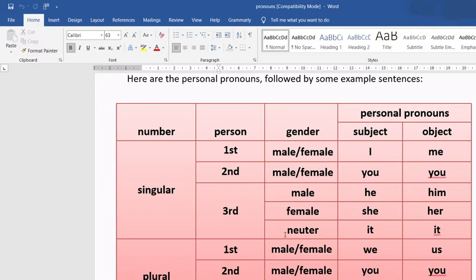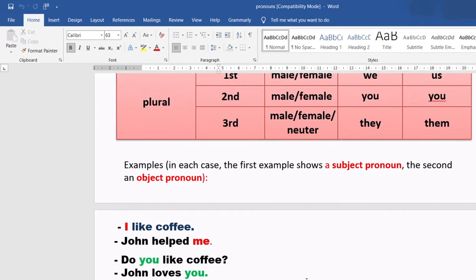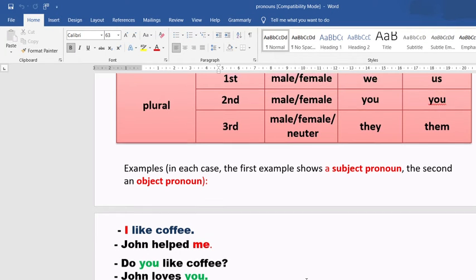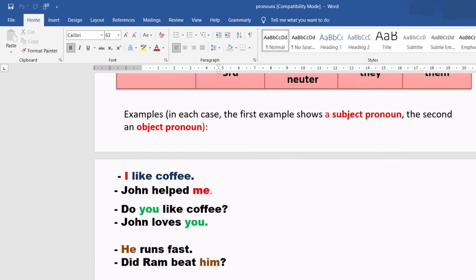This chart is very much important, and you must remember that chart. That chart must be there always in your imagination, in your head. So examples in each case. The first example shows a subject pronoun and the second an object pronoun. What I told you, it is also repeated here about this subject part and object part. Let's go to the next part.